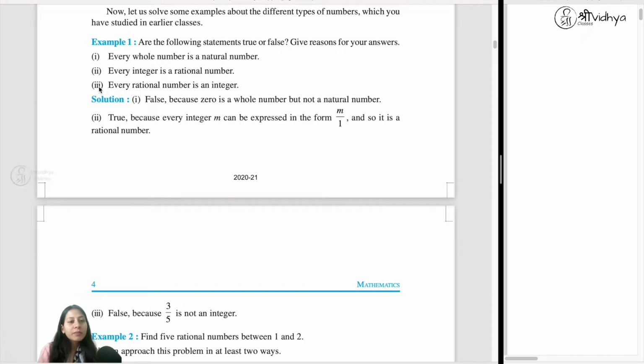Now, the third part is, every rational number is an integer. So again, it is wrong. Why? Because in rational numbers we have fractions which are not integers or whole numbers. Suppose we have 2 upon 5. So 2 upon 5 is not an integer, right? That is why every rational number is not an integer. So this is false. The first one is false, the second one is true, and the third one is false. I have told you the reasons also, which you can write.